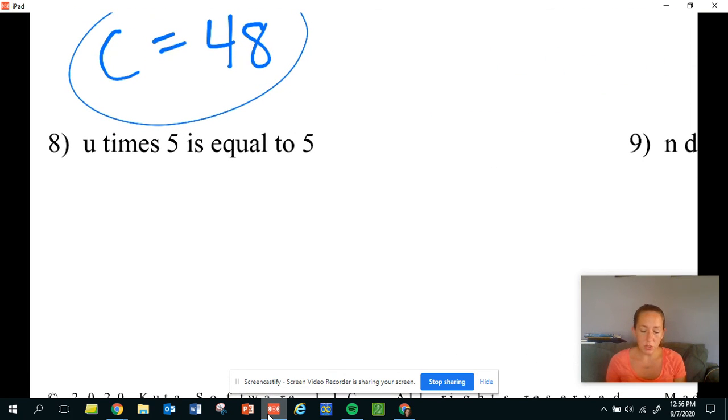Then we have U times 5 is equal to 5. So you could write U5, but the more proper way to write that is just 5U, because I'm just multiplying them by each other, and it's equal to 5. So what number would I multiply any number by to get that same number back? Hopefully you guys remember that it would be a 1.